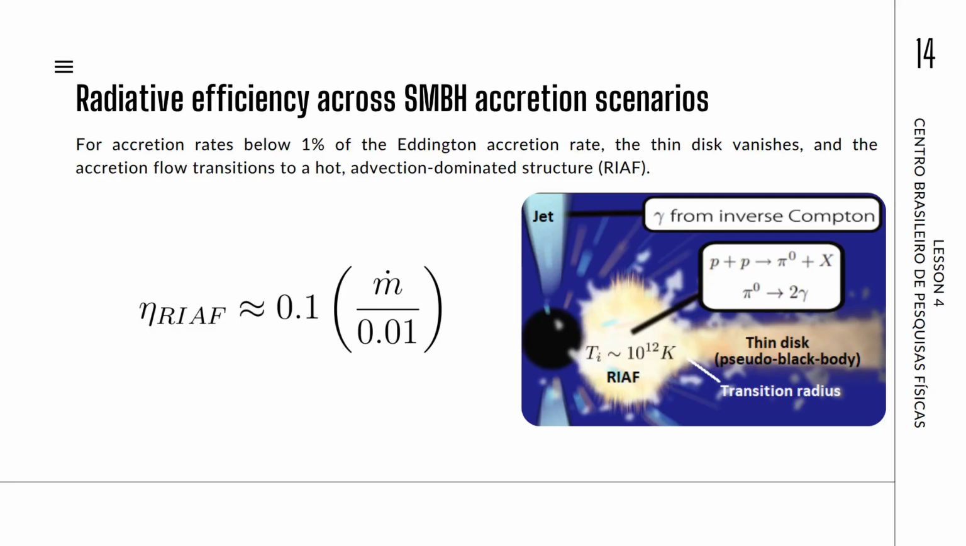This can happen if we have very low accretion rates, but it can also happen at the other extreme. If we have so much gas being accreted to the black hole, it will become what we call the slim disk. But it's another thing that I'm not going to go into in detail here. So the efficiency for RIAFs is around 10%, depending on the accretion rate. 10% or less in this case.